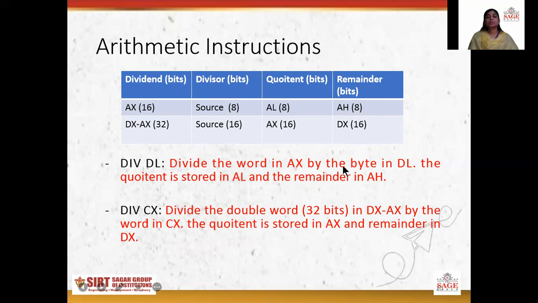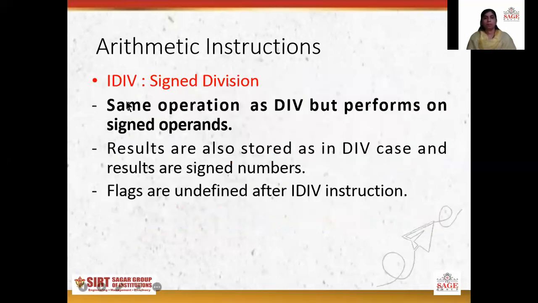Divide the word in AX by the byte in DL, and the quotient is stored in AL and the remainder in AH. DIV CX, divide the double word 32 bits in DX:AX by the word in CX, and the quotient is stored in AX and the remainder in DX. IDIV is for signed division, the same operation as DIV but performed on signed operands.